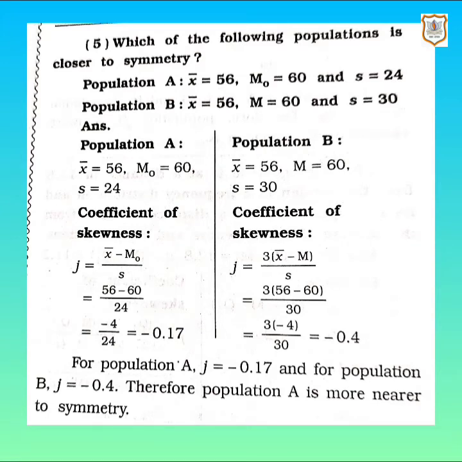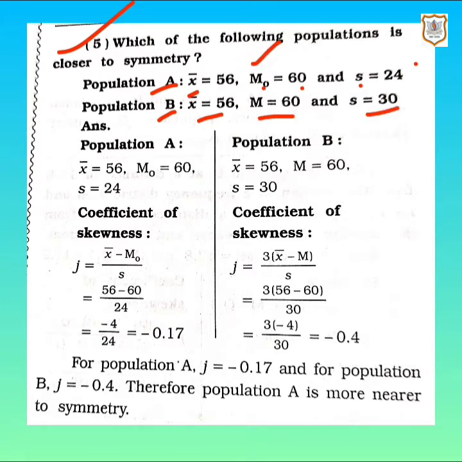Let's solve sum number 5 from exercise 5 section D. These are the short sums. So section D will be starting now. We'll start with sum number 5. Let's read it. Which of the following populations is closer to symmetry? Population A, where mean is 56, mode is 60, standard deviation is 24. Population B, where mean is 56, median is 60 and standard deviation is 30.